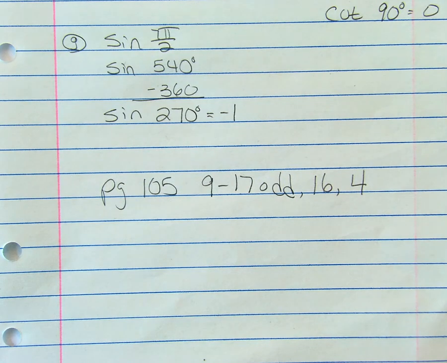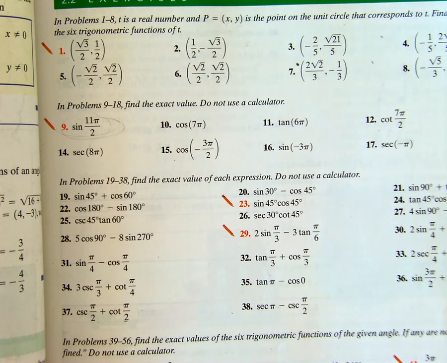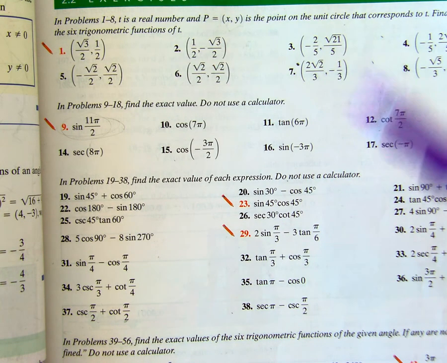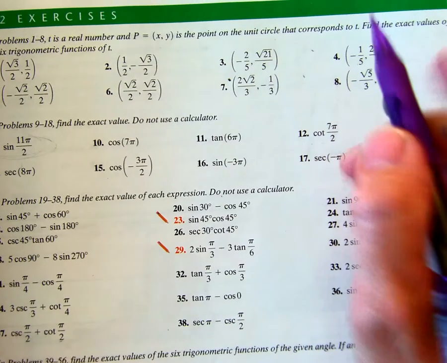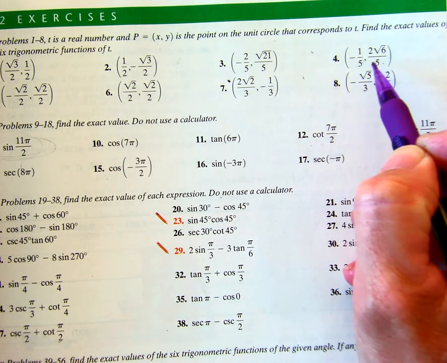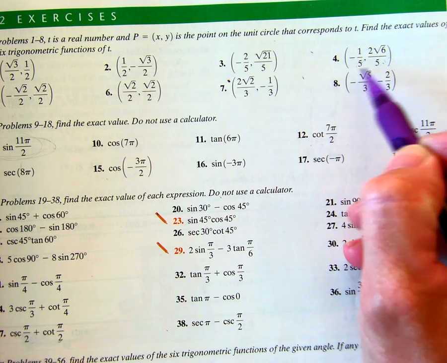I do want to explain problem number 4 on page 105. If you need to hit the pause key, then do so. What they're asking for here on number 4 on page 105 is the 6 trig functions, which is what we've done before, where you find the sine, the cosine, the tangent, the cosecant, the secant, and the cotangent, using these values. Okay, so for number 4, here's your x, here's your y. So sine, remember, is y, so this would be your y value. Cosine is x, and so forth. So you're going to list the 6 trig functions for number 4.